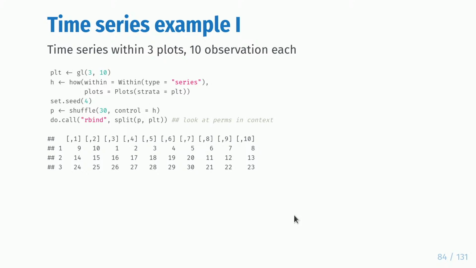So, time series example. Here we've got 3 plots with 10 observations each, and I've already shown you this a little bit. We set up the control argument with how, and then you would pass that to the permutations argument in vegan, but here I'm just showing one randomization of that, okay? This is plot 1 here. So this is the first observation. Notice it's wrapped round. So actually the starting point was 9. So we go 9, 10, 1, 2, 3, 4, 5, and so on.